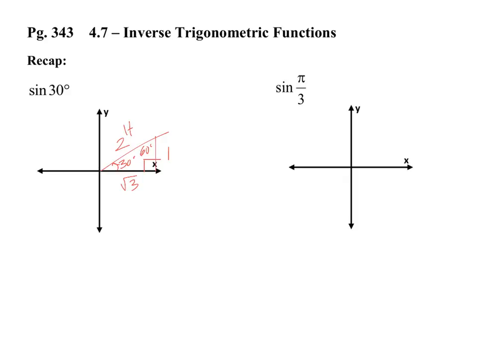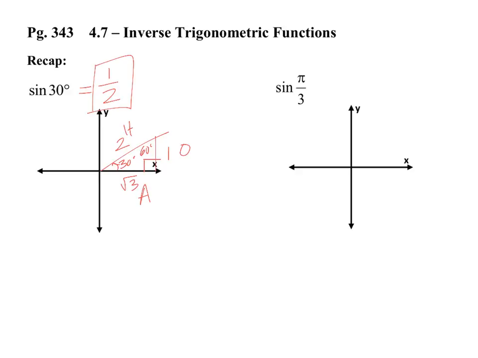The side along the x-axis is your adjacent side, and the short leg that runs parallel to the y-axis, that's your opposite. So here I have sine of 30 degrees. Sine is opposite over hypotenuse, which is simply 1 over 2. Done with that. Here we have sine of pi over 3.